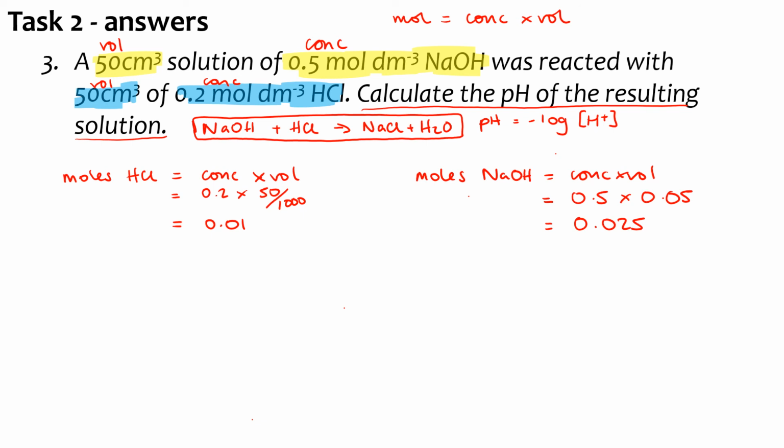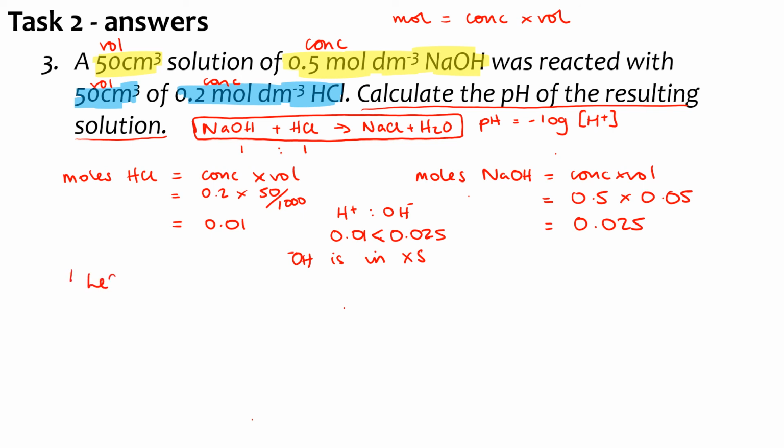Now we know that we have a 1-to-1 ratio between the two because I just wrote that equation down, which means that H+ and OH- is also a 1-to-1. That's nice and easy. So straight away you should be able to see that we've got 0.01 of acid and 0.025 of the OH-. And in this situation we've got more OH- than we have H+. Therefore the OH- is in excess, and we have leftover sodium hydroxide.